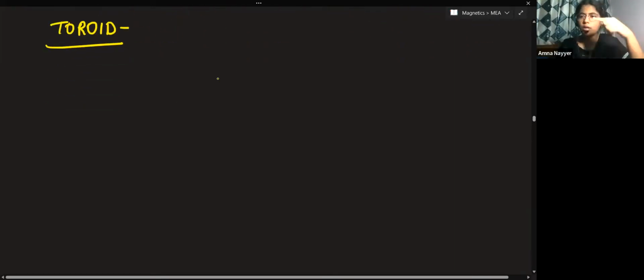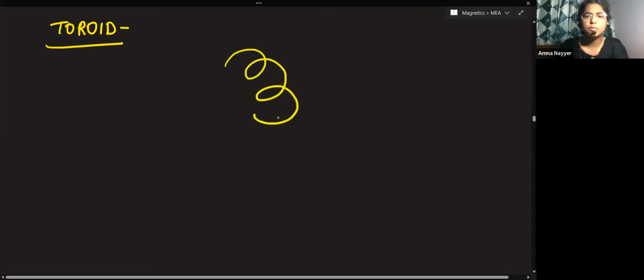See, solenoid was a straight long coil. If you bend it, means if you bend it like this, this was the solenoid.